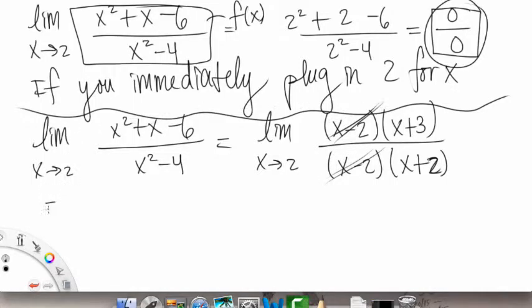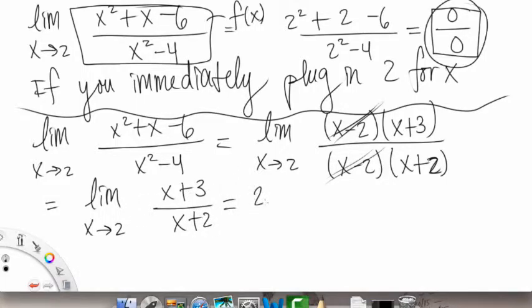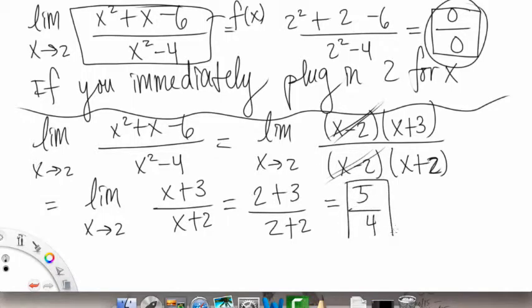So now let's write what we have. We have the limit as x goes to 2 of (x plus 3) over (x plus 2). Now let's try plugging in our 2 for x and see what we get. We have (2 plus 3) over (2 plus 2), which turns out to be 5 over 4. And that is definitely not the same thing as our 0 over 0 before. So here we eliminated the indeterminacy by playing around with some algebra. All right, so that's the answer to that question, and now let's see another example.